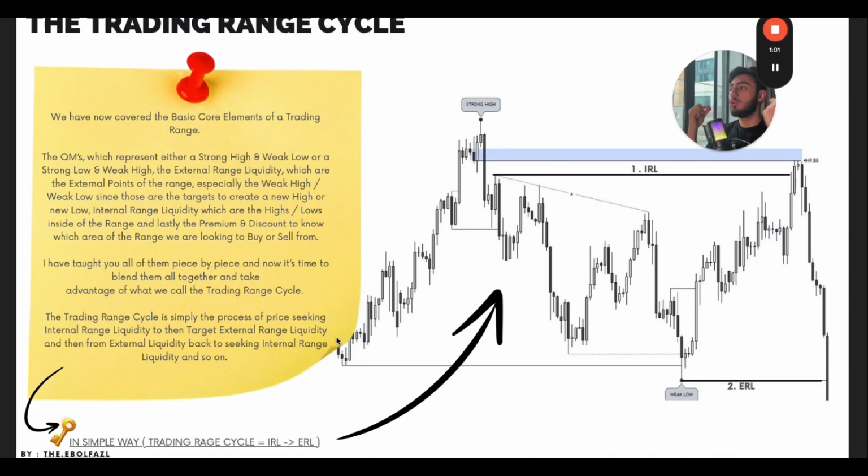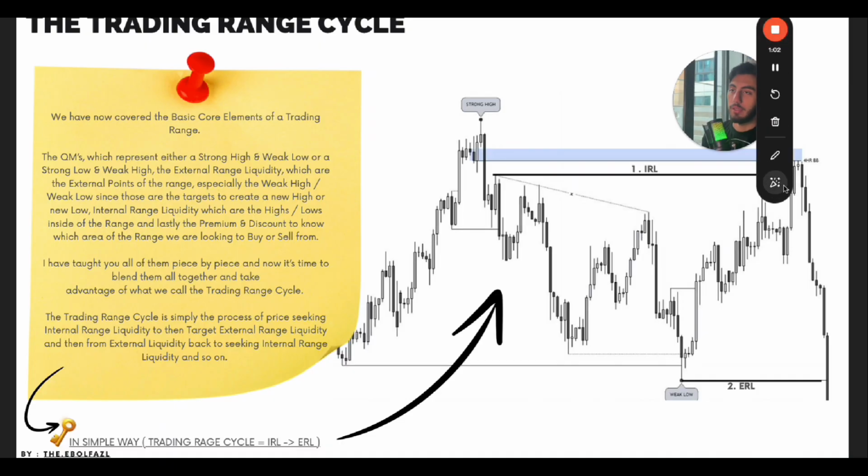I have taught you all of them piece by piece, and now it's time to blend them all together and take advantage of what we call the trading range cycle. The trading range cycle is simply the process of price seeking the internal range liquidity to then target the external range liquidity, and then from external range liquidity back to seeking the internal range liquidity, and so on.